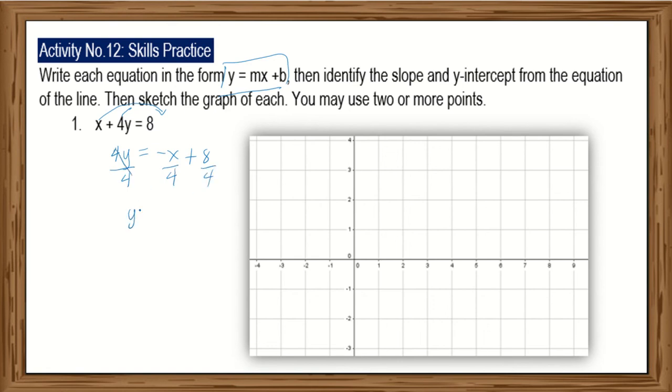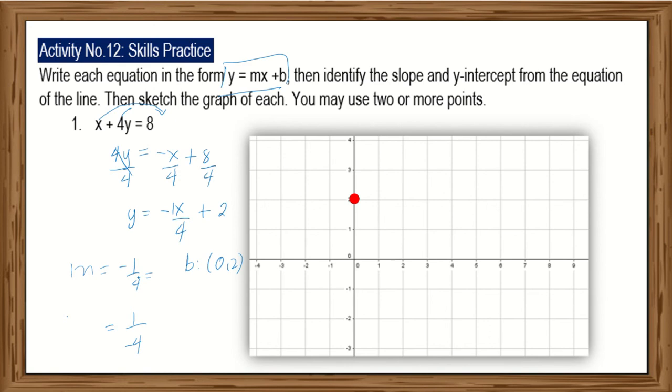So we have now y is equal to negative x over 4. That means the slope is negative 1/4. And our y-intercept is equal to 8 divided by 4 equals 2. So our y-intercept here is positive 2. The y-intercept has coordinates (0, 2), so it's found here on the upper part of the y-axis, and our slope is equal to negative 1/4. This can be expressed as negative 1 over 4 or 1 over negative 4.